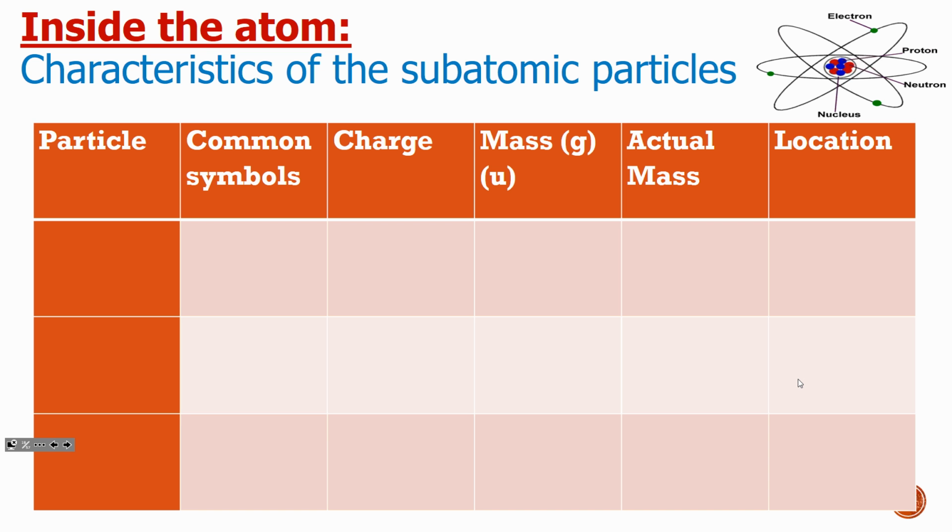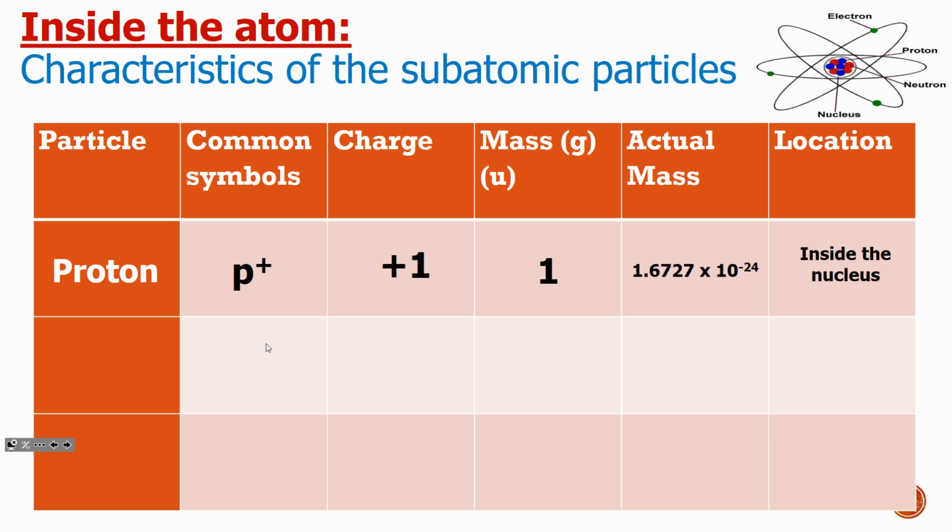So inside the atom, we've got several different things. We've got a proton. A proton, common symbol, is a lowercase p with a positive. Its charge is a +1. It has a mass, actual mass, of 1.6727 times 10 to the negative 24, which is very, very small. So instead of using that, we use atomic mass units, and its atomic mass unit would be 1. And it is located inside the nucleus.